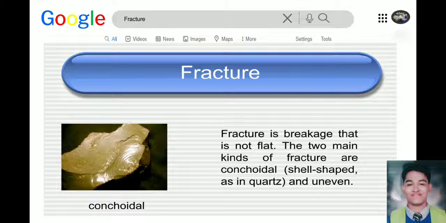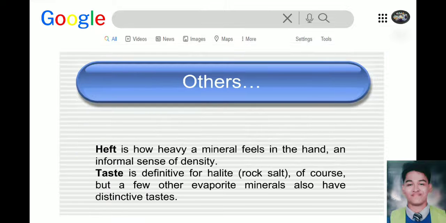Fracture is kind of similar to cleavage, which is the breakage of minerals, but it is different in terms of the shape and the form, which is how it breaks the minerals. And now for the last properties of the minerals, which is the heft. Heft is the weight of the mineral when it is held in our bare hand, or when we hold a mineral with our bare hands. It is an informal sense of density.